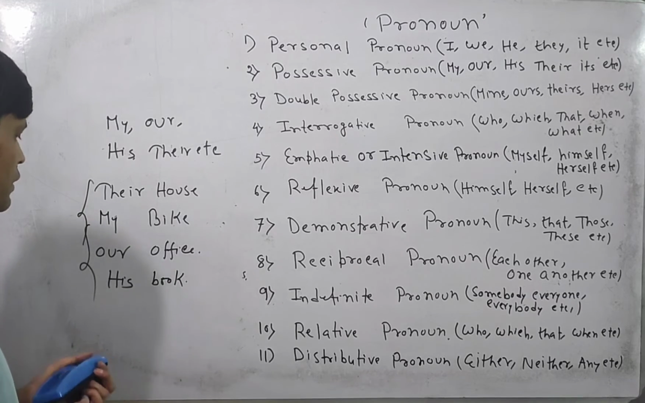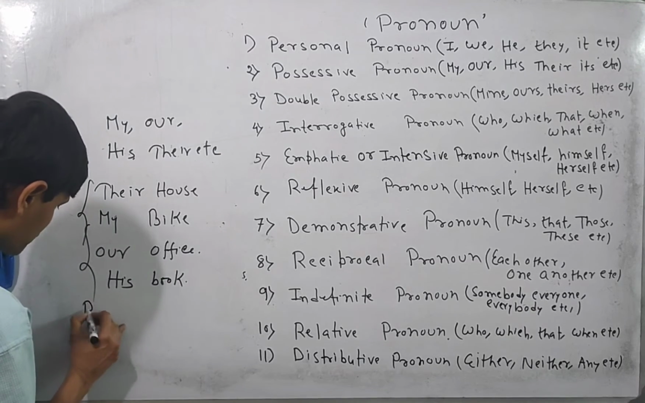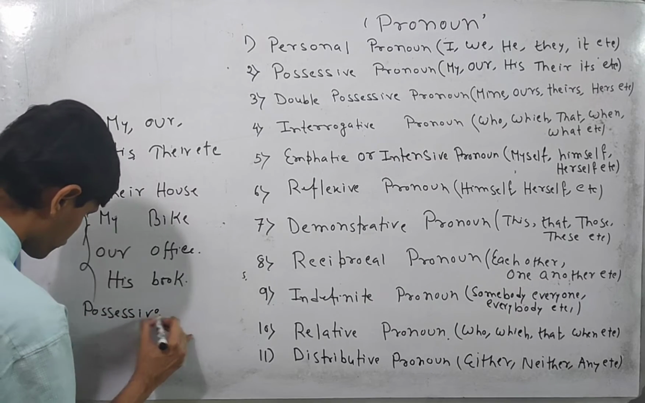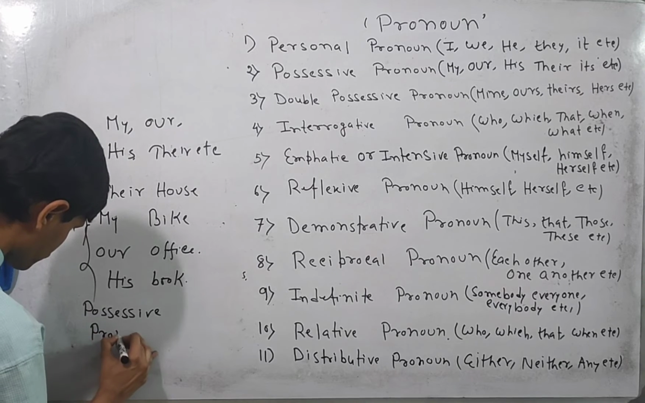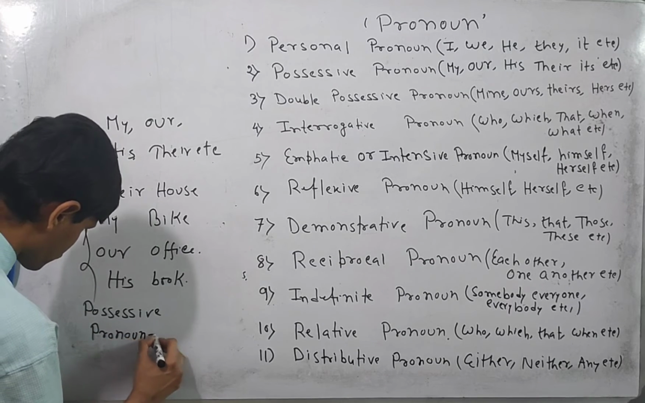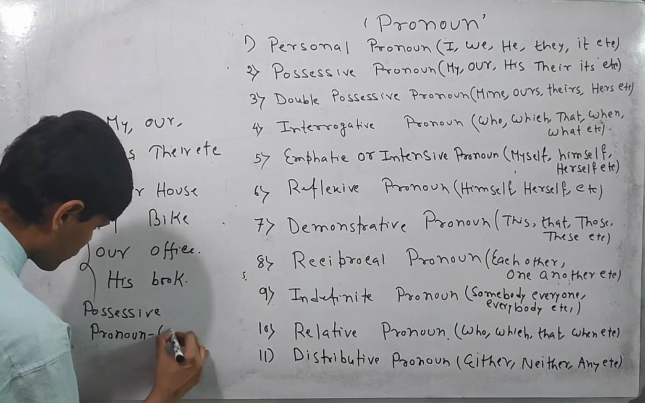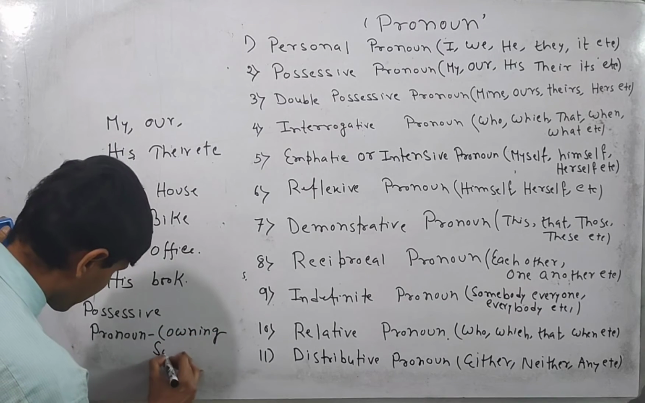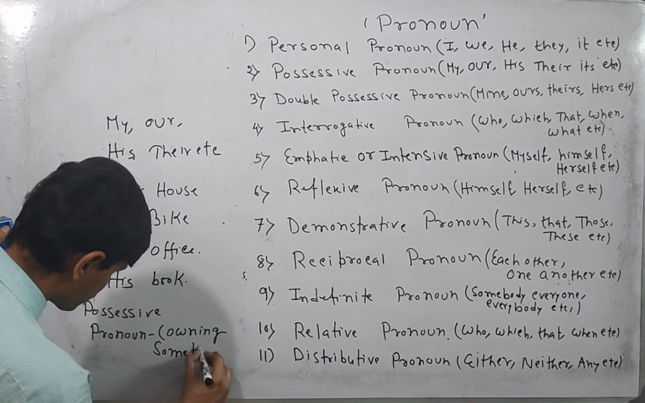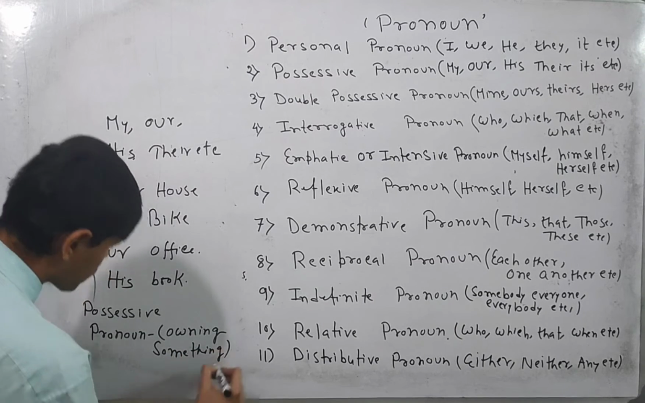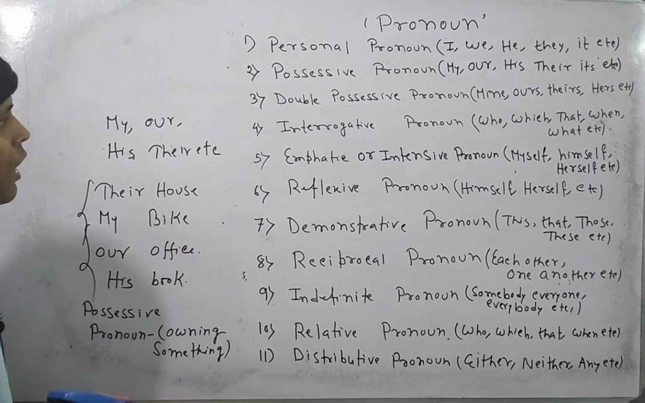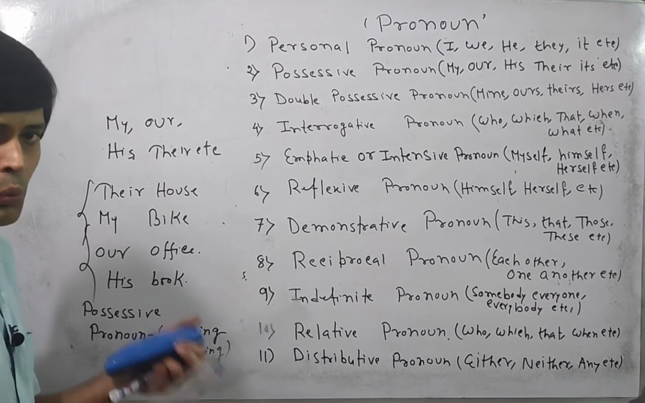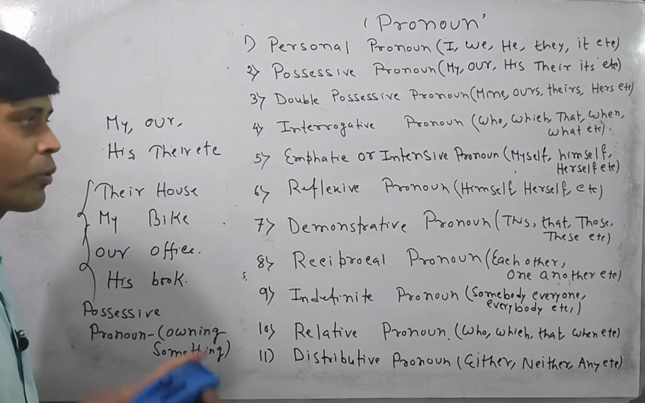Possessive pronoun symbolizes owning something. I have something. So my, our, his, their, all are called possessive pronouns. We own something with the help of these pronouns.